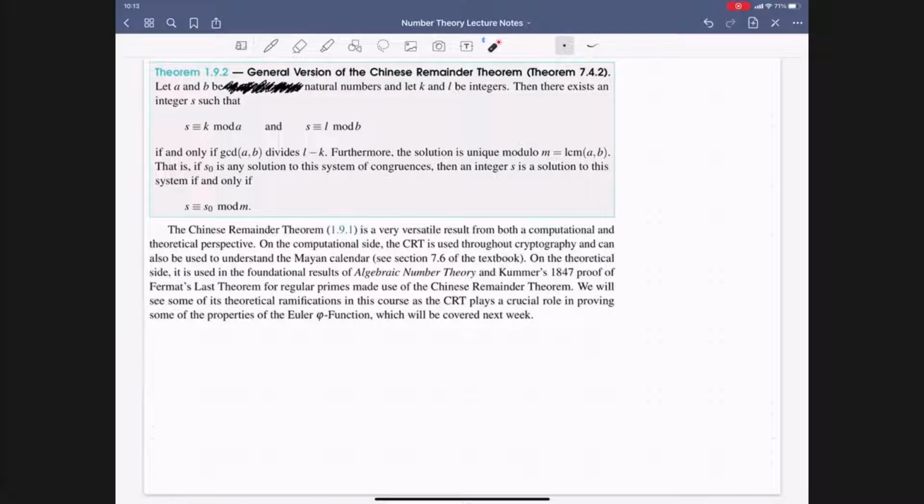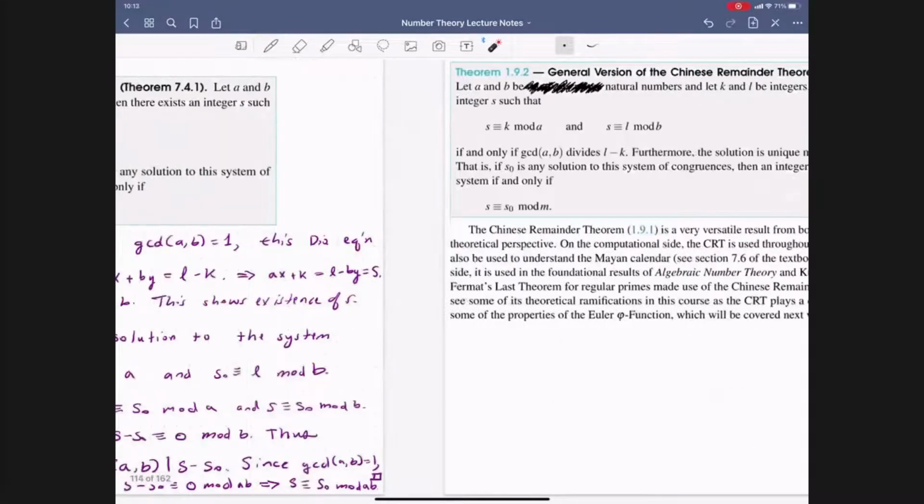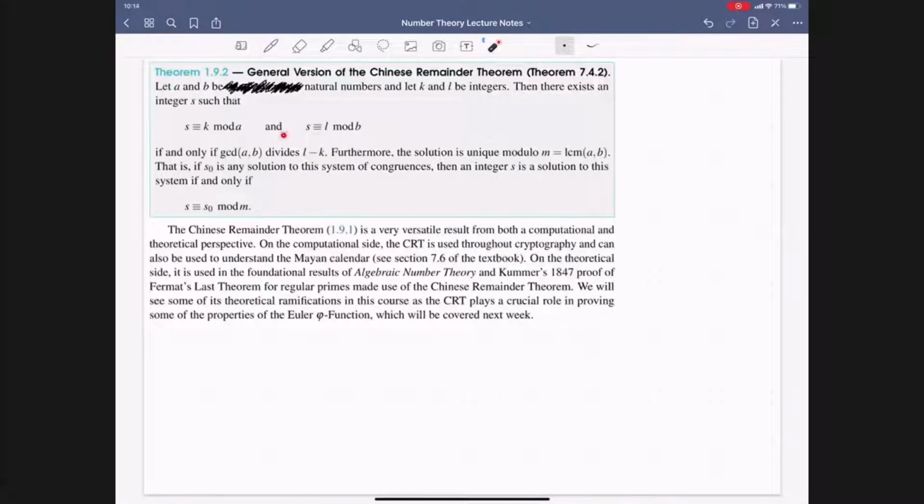And what the general version says is that there is an integer s satisfying these two congruences if and only if the GCD of a, b divides L minus k. So when you prove this for the homework assignment, just keep in mind that when we proved the Chinese remainder theorem in its original form, we considered that Diophantine equation ax plus by equals L minus k. As a consequence, this has a solution if and only if the GCD of a and b divides L minus k. And so that is what is happening here, that's coming from the if and only if condition for solutions to a linear Diophantine equation.